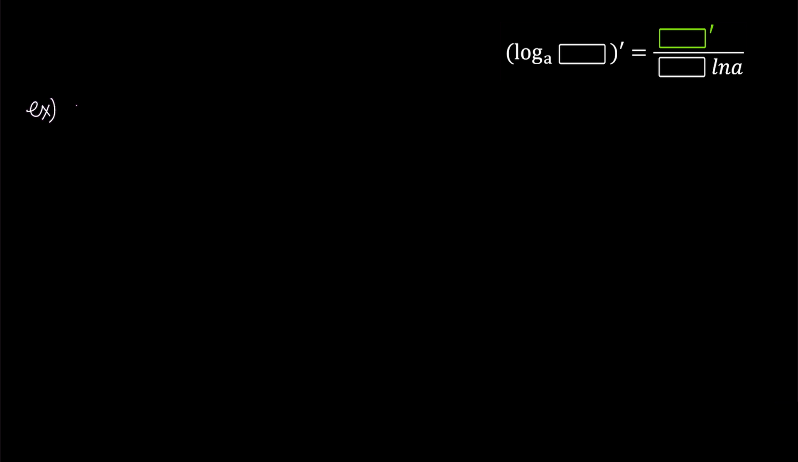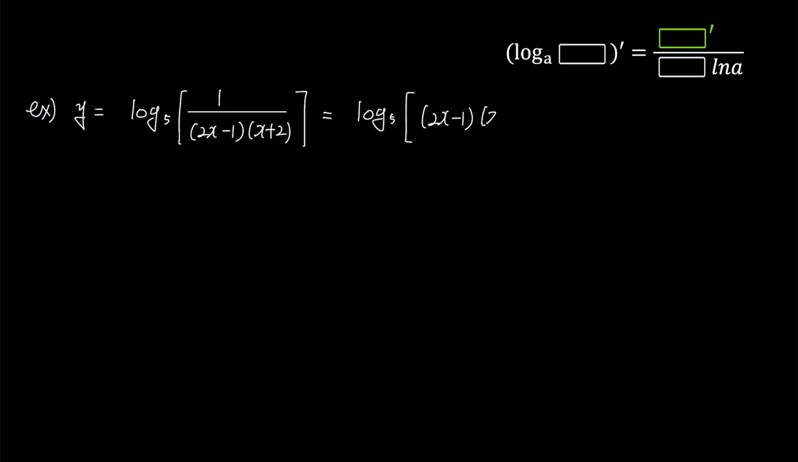Let's differentiate y equals log base 5 of 1 over (2x minus 1) times (x plus 2). However, if we directly differentiate this logarithmic function, we'll need to perform complex calculations to find the box prime. But if we utilize the properties of logarithmic functions, the problem can become much easier. Rewriting the fraction inside the logarithm as its reciprocal, we have log base 5 of (2x minus 1) times (x plus 2) to the power of negative 1.